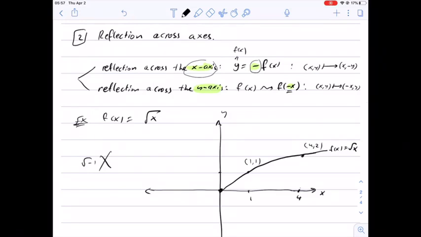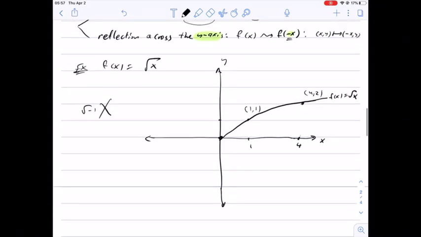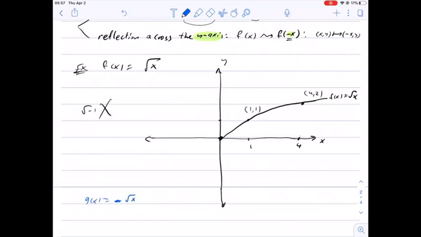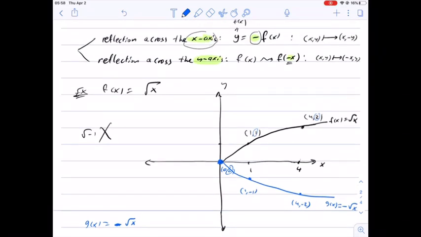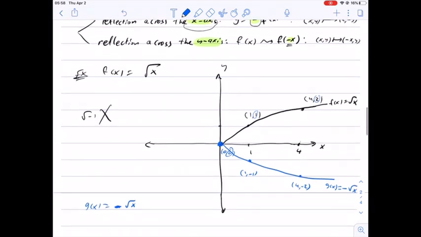Now first we want to multiply this function by a negative sign, and that should give us reflection across the x-axis. So I'm going to use the function g of x equals negative square root x. That means we multiply each y coordinate by a negative sign. So the origin stays the same. This point 1, 1 becomes 1, -1. This point 4, 2 becomes 4, -2, because we just changed the sign of the y coordinate. And if we graph the function, it looks like this. This is the graph of g of x, negative square root x. So if we multiply the function by a negative, the function will be reflected across the x-axis.